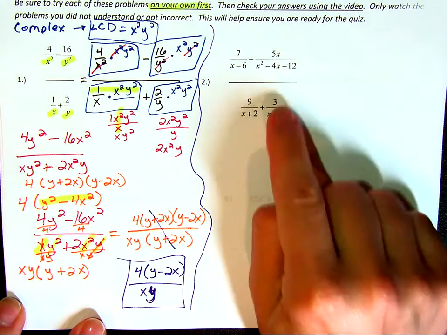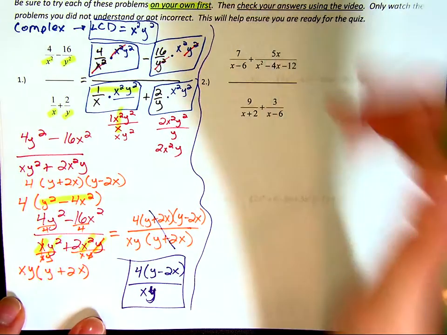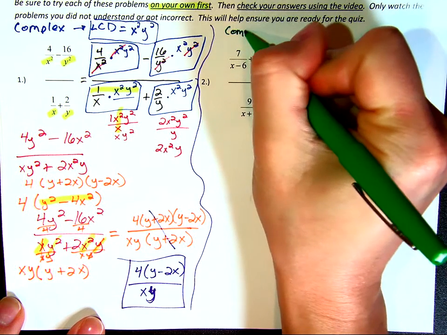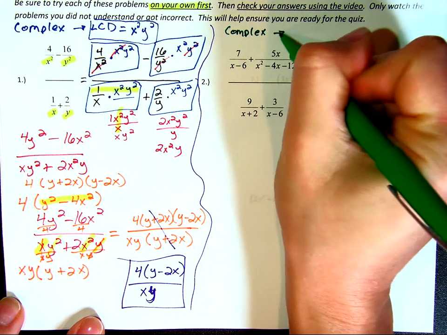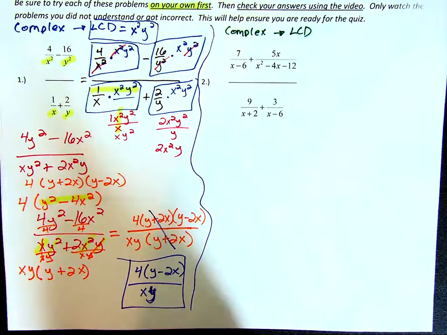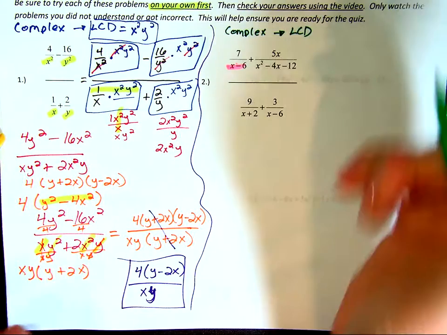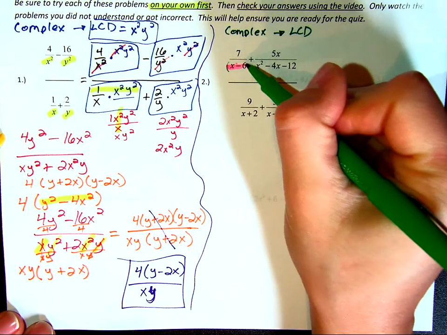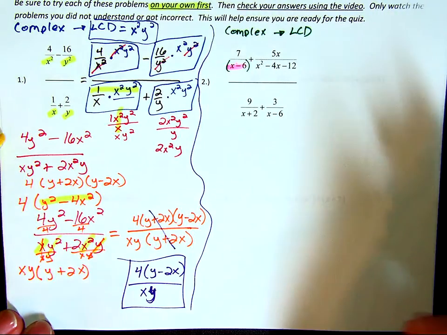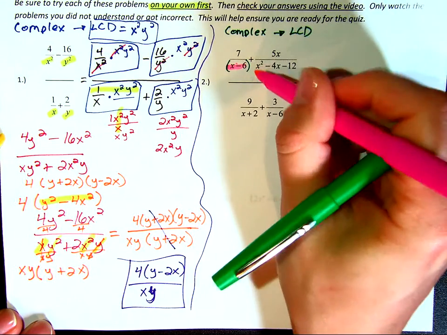So our next problem is also a complex fraction. So since it's a complex fraction, that tells me I have to find my LCD, which means we have to factor our denominators first if we can. So x minus 6, there's no GCF, no squared term, so we cannot factor that any further. But this one we can factor, so we need to try.